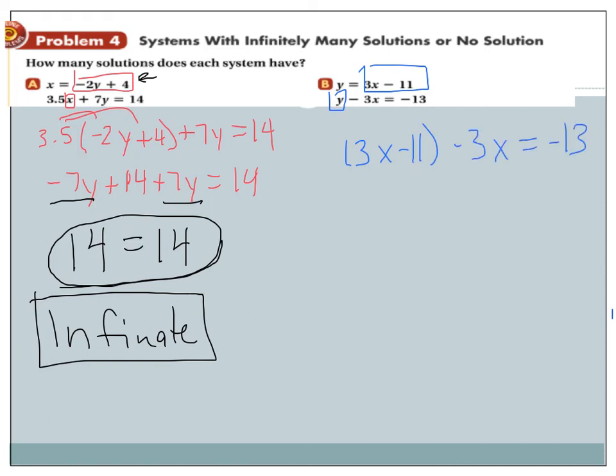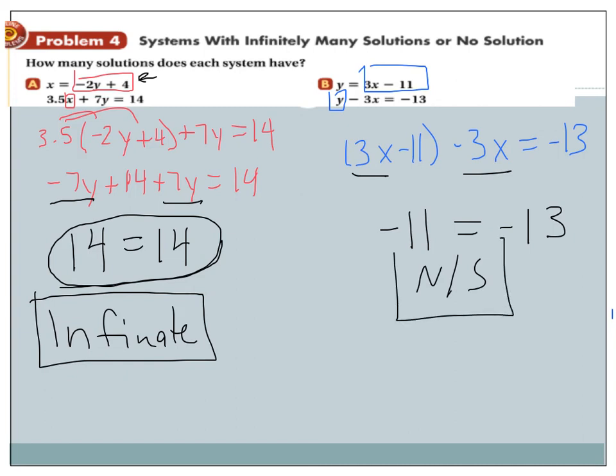And I'm going to combine my like terms here. So 3x minus 3x would just give me 0, so they cancel out. And now I have negative 11 is equal to negative 13. Well, this is not true. So that means that my answer would be no solution. A not true statement would give you no solution. A true statement is going to give you infinite.